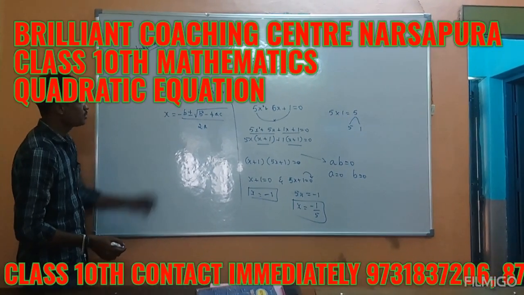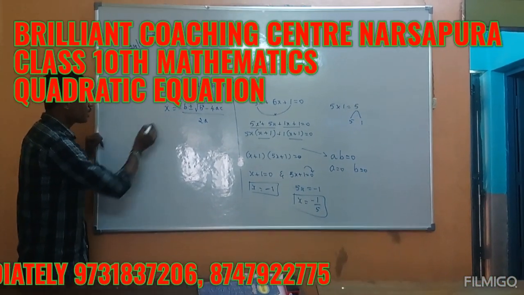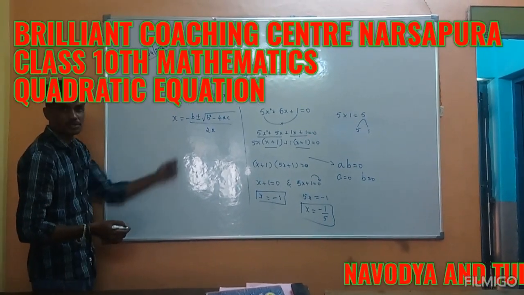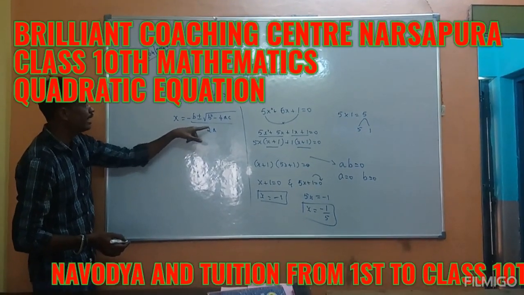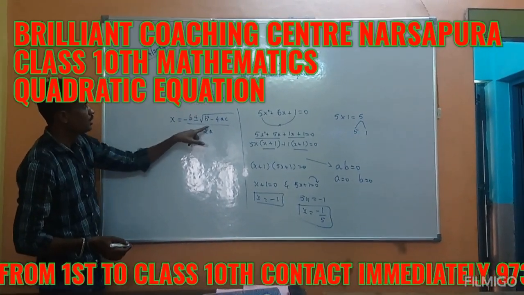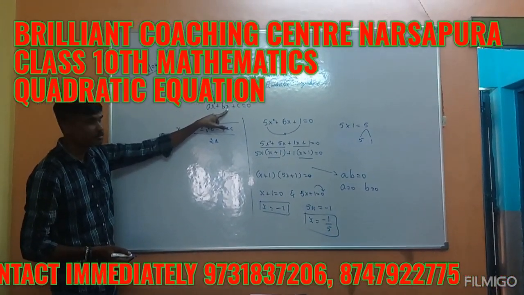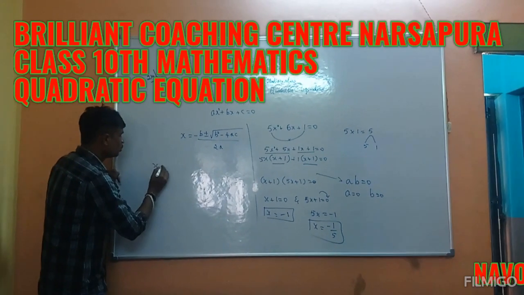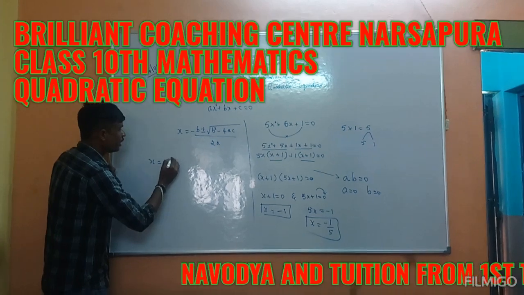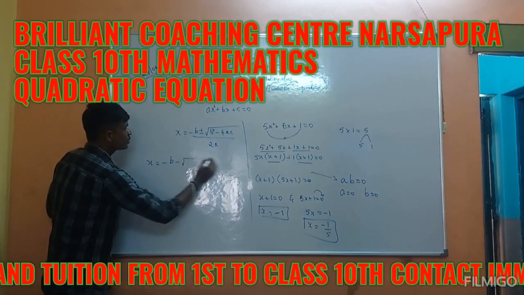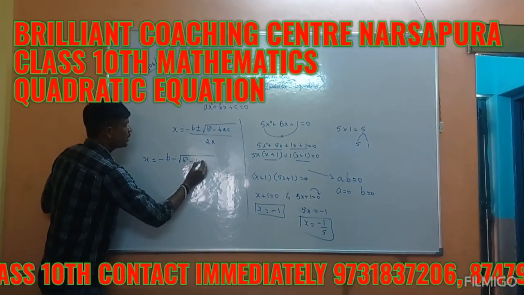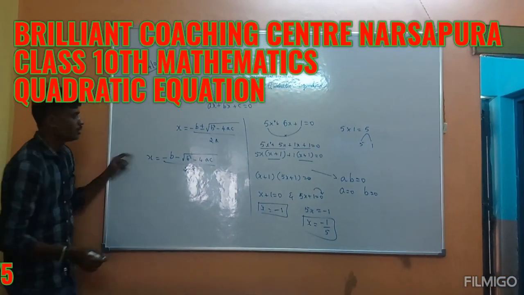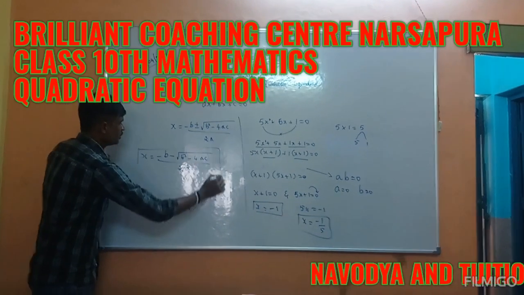Here also we have two roots. According to this formula, x is equal to minus b plus or minus square root of b square minus 4ac divided by 2a, where a is the coefficient of x square, b is the coefficient of x, and c is the constant term. Now we can write the two roots of this equation. x is equal to minus b minus square root of b square minus 4ac, that whole divided by 2a. That is the first root of this equation.